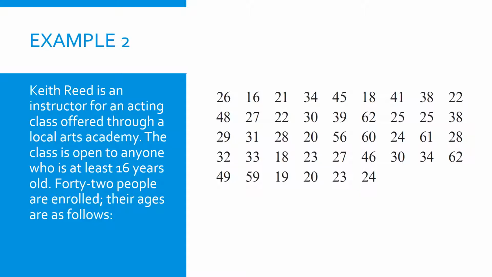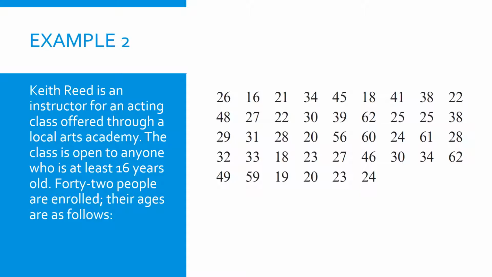Let's see. Whenever I'm looking at a data set, I like to see what the youngest or the smallest number is and what the largest number is. So the smallest number here is 16. The largest number, let's see. Do you guys see it? I think it's 62.